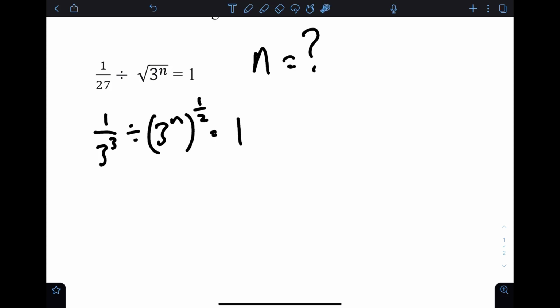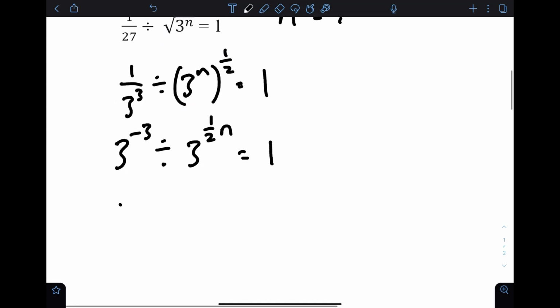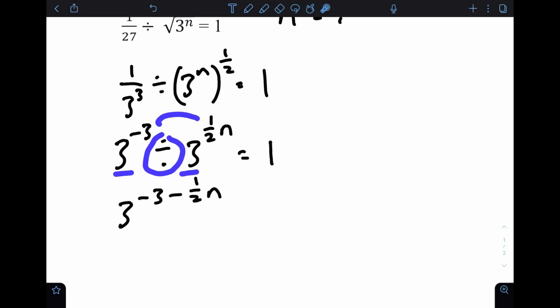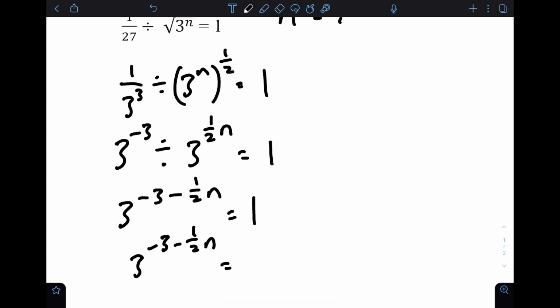To bring this 3 cubed to the top, the power just switches in sign. It will become 3 to the power of negative 3, divided by 3 to the power of n times half, which is half n, equals 1. Whenever you have a bracket, you multiply the powers to remove the bracket. So 3 to the power of negative 3 minus half n. When you have the same base and it's a divide, you can just subtract the powers, and everything is equal to 1. 3 to the power of negative 3 minus half n is equivalent.